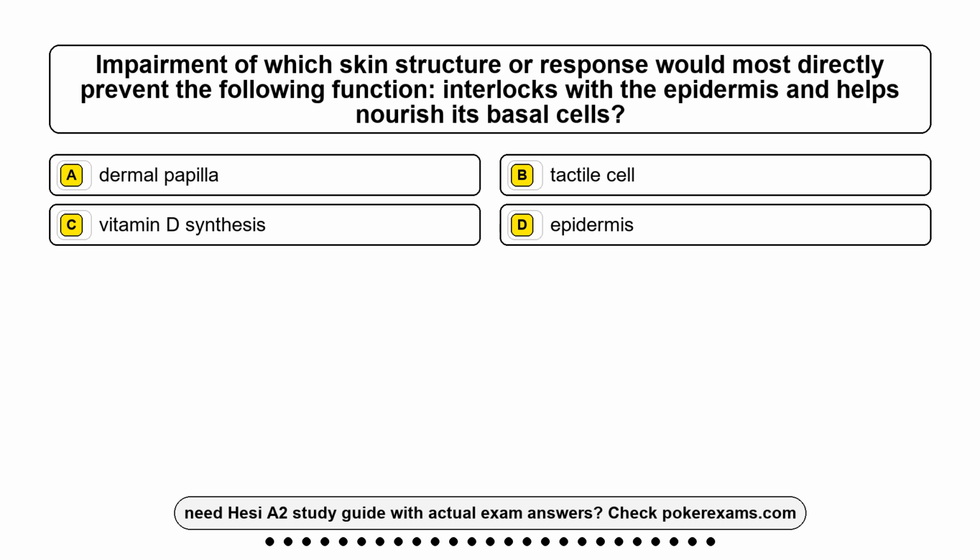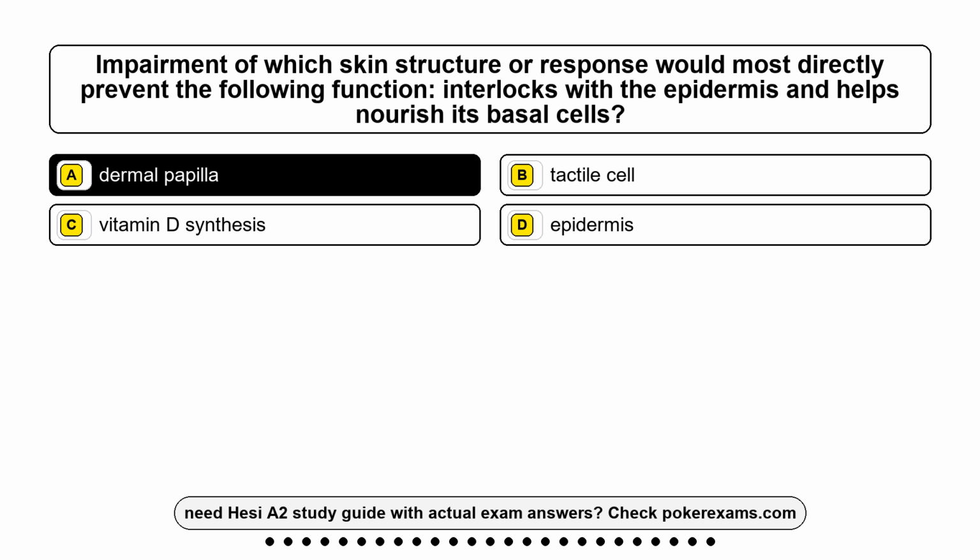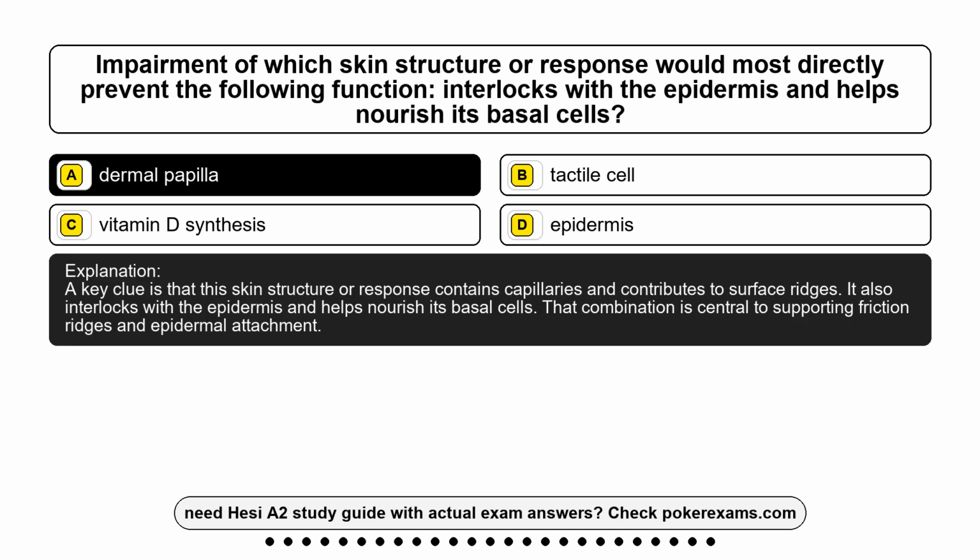Question 17. Impairment of which skin structure or response would most directly prevent the following function: interlocks with the epidermis and helps nourish its basal cells? Option A, dermal papilla. Option B, tactile cell. Option C, vitamin D synthesis. Option D, epidermis. The correct answer is option A, dermal papilla. A key clue is that this skin structure or response contains capillaries and contributes to surface ridges.